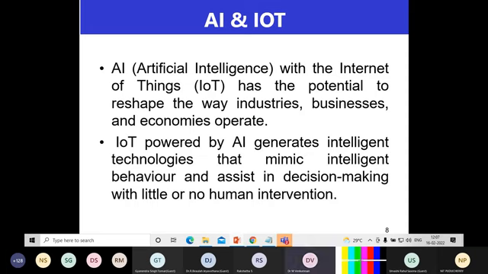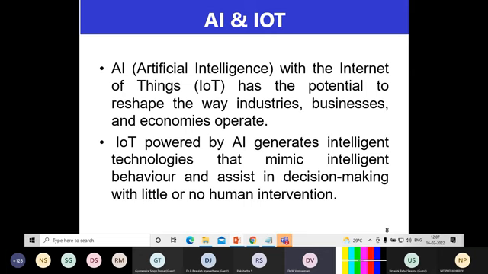So AI and IoT. We can say that AI with the Internet of Things has the potential to reshape our industries, our current business and our current economy. If you have IoT powered by AI, it generates intelligent technologies that mimic intelligent behavior and assist in decision making with little or no human intervention. That is the ultimate aim of integrating these two fields, AI and IoT.